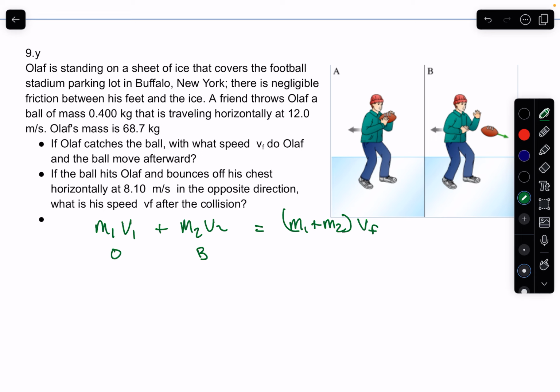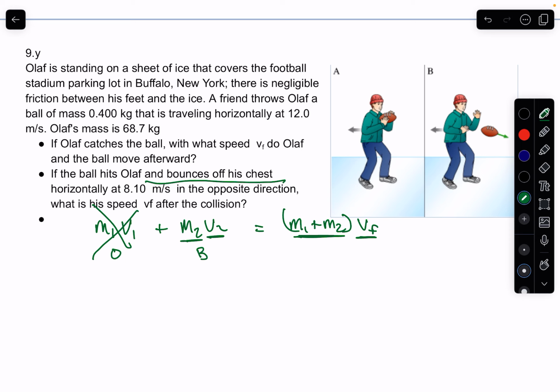Note here that if Olaf is not moving at first, that's just 0 velocity. So you know the mass of the ball, you know its velocity, you know their total mass, and you can solve for their final velocity. Now, if he bounces, this one's a little trickier, okay?